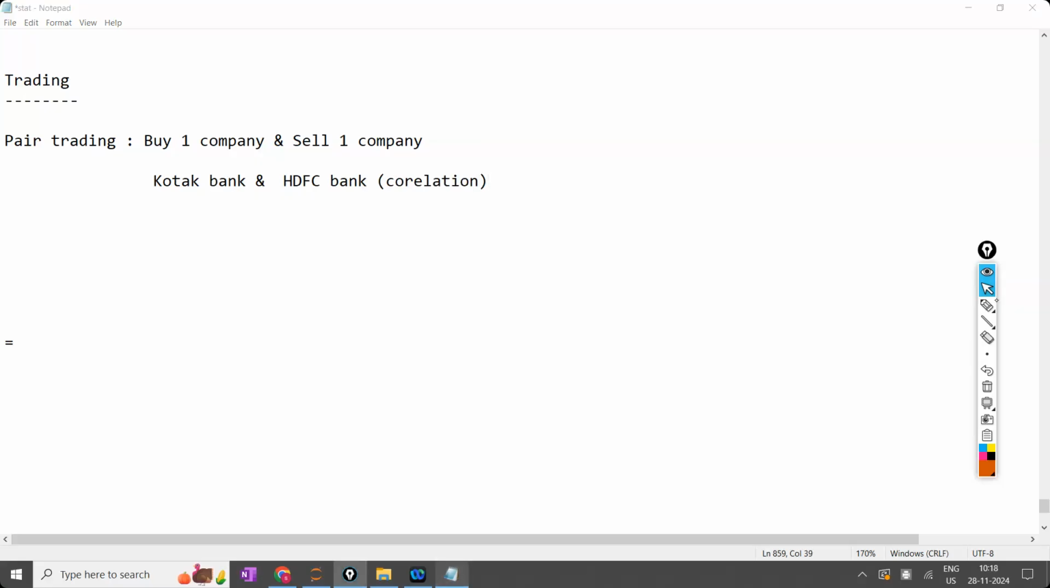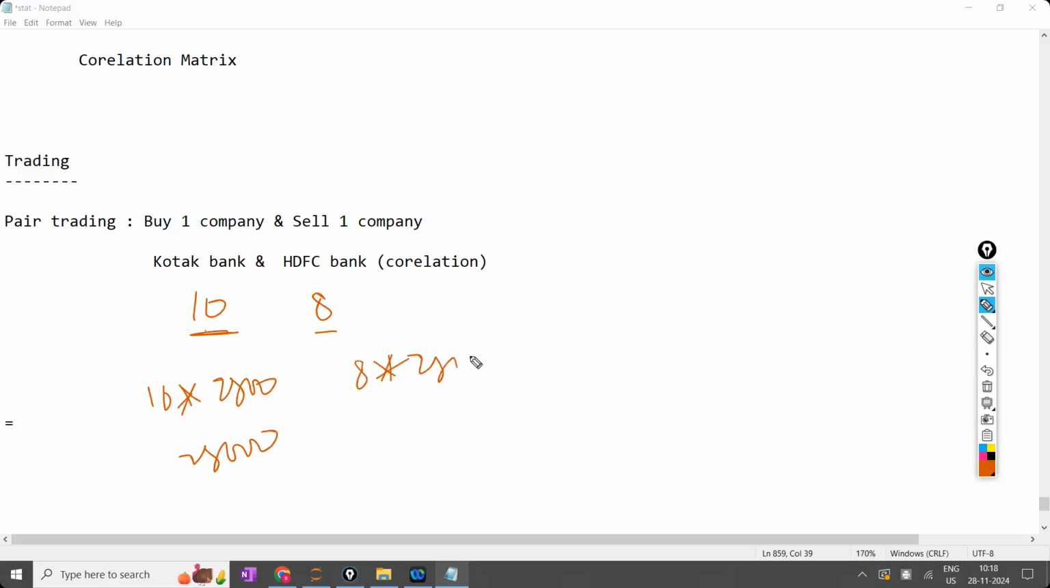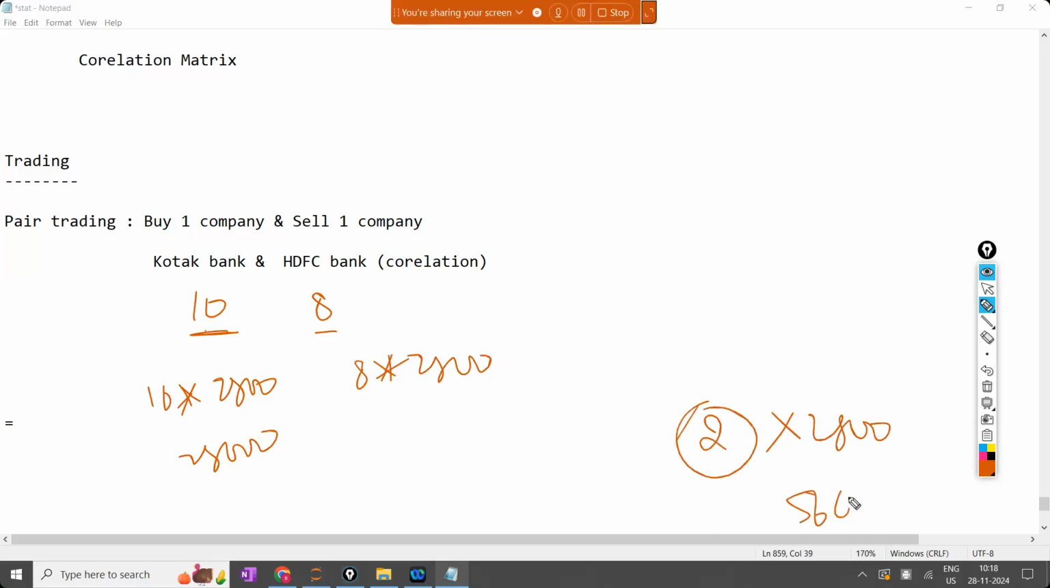For example, Kotak Bank increased 10 rupees, but HDFC Bank increased only 8 rupees. What is the correlation between them? 80%. For 80% correlation, for every 10 rupees increase in Kotak Bank, HDFC Bank has to increase 8 rupees. Now, Kotak Bank increased 10 rupees, which means 10 into 2,800, which is 28,000 profit. 8 rupees into 2,800 is the loss. So the balance, 2 rupees, is net profit. 2 into 2,800, which is 5,600, is my profit.